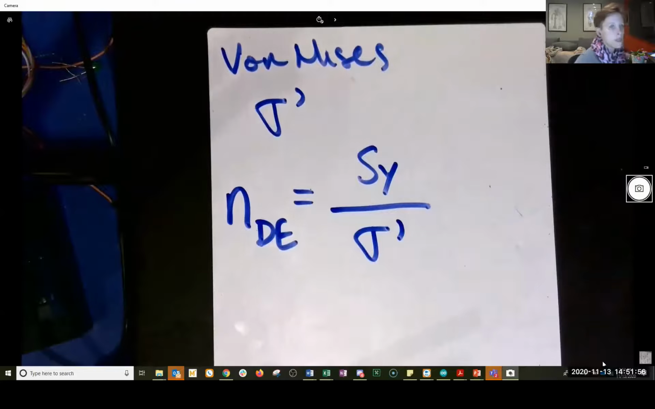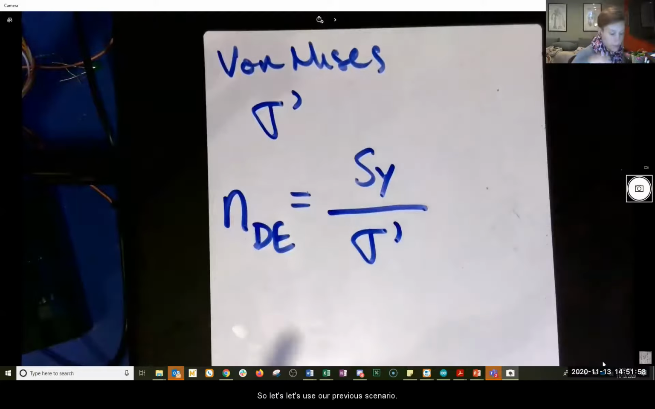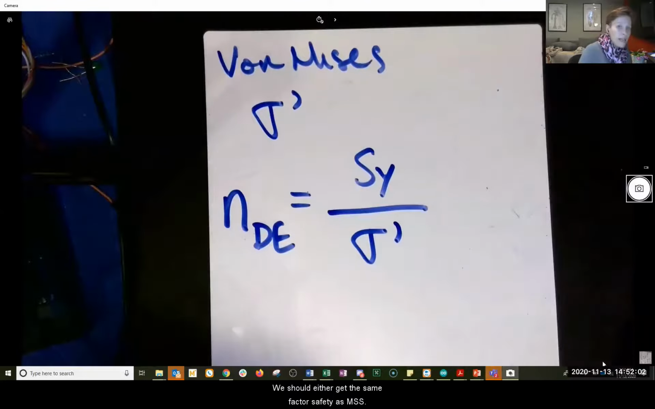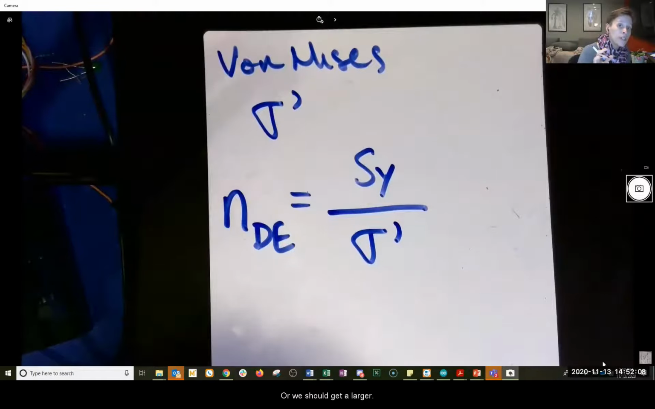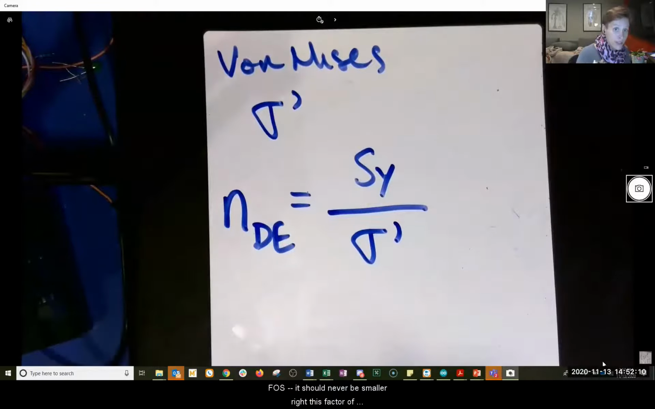So, let's use our previous scenario, and we should either get the same factor of safety as MSS, or we should get a larger factor of safety. It should never be smaller, right? Distortion energy should always predict more margin of safety.